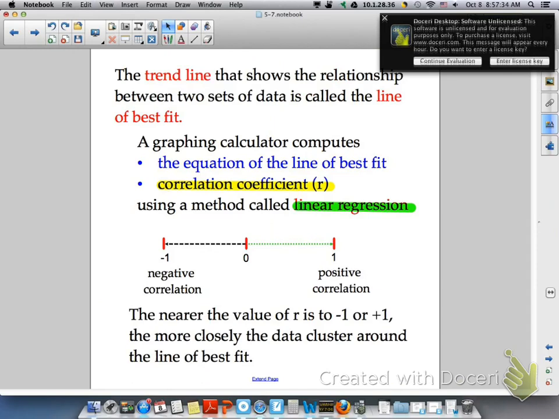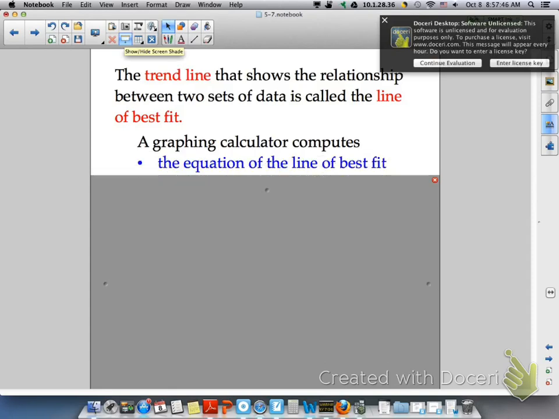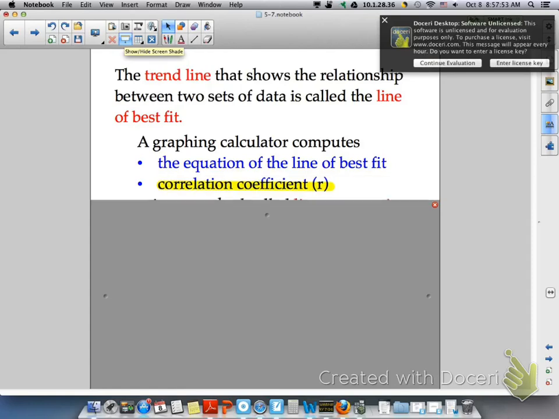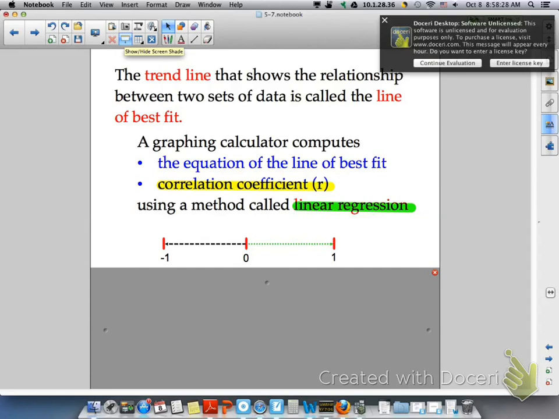Okay, so the trend line that shows the relationship between two sets of data is called the line of best fit. So the graphing calculator, thankfully, computes the equation of the line of best fit. It also gives you a value called the correlation coefficient, which is denoted by the symbol R. And that's a very important value because that tells you how close the line of best fit is to the ideal line of best fit. Do you understand? Okay. Now, it uses a method called linear regression, and you will become familiar with all these terms.